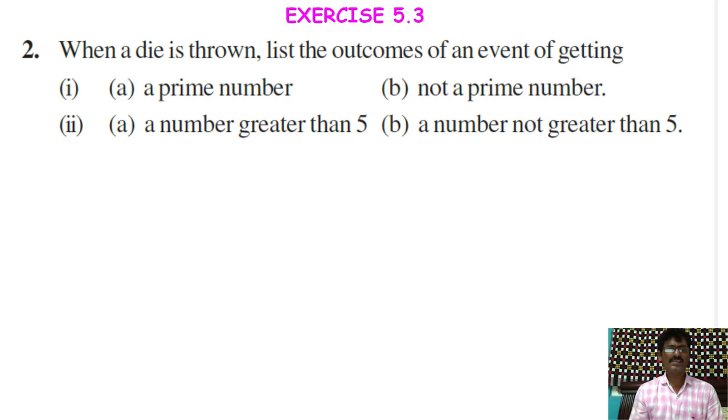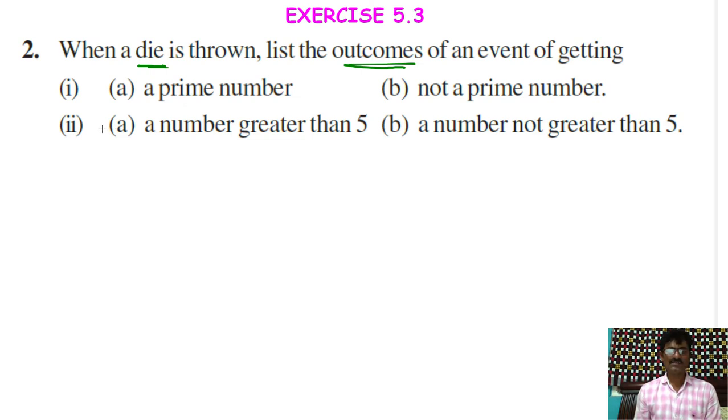Exercise 5.3, second problem. When a die is thrown, list the outcomes of an event of getting a prime number, not a prime number, a number greater than 5, a number not greater than 5. Before going to answer these questions, when a die is thrown, what is a die? List the outcomes means what are the total outcomes.